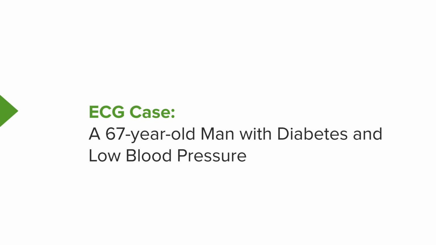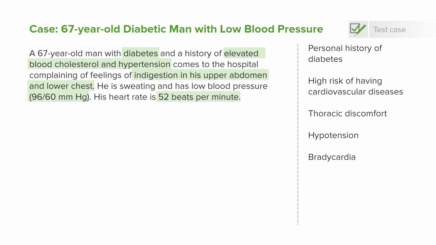So let's see a case. A 67-year-old man, diabetic, with elevated blood cholesterol and hypertension, comes to the hospital complaining of a feeling of indigestion. So the complaint is not chest pain, it is just indigestion in the upper abdomen. He is sweating and the blood pressure is 96/60.